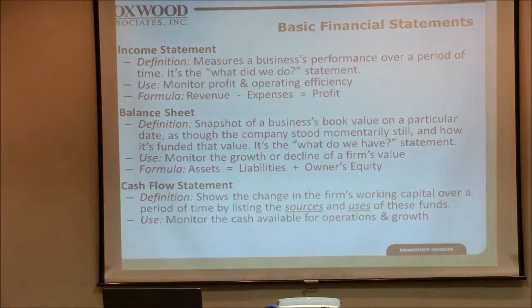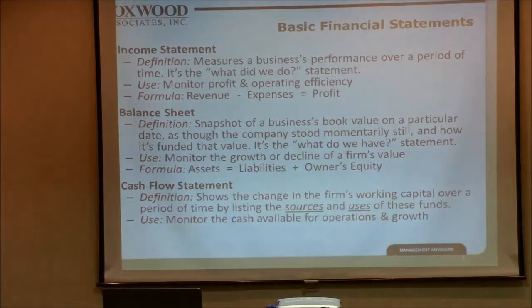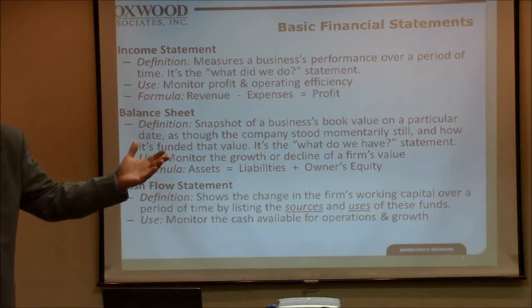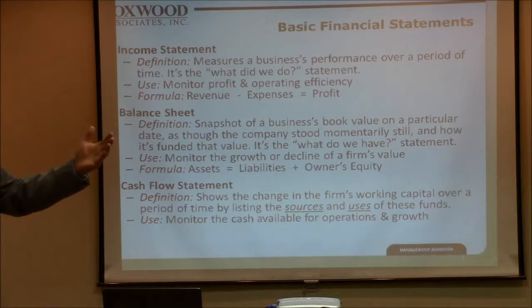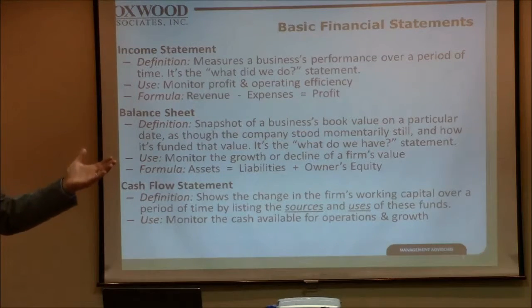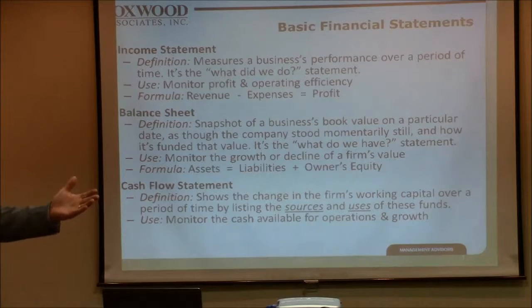Here are the three financial statements. The income statement measures the business performance over a period of time. It's the what did we do statement. What did we do over the last month? What did we do over the last year? What did we do in business? And you all know that formula. Sales minus expenses, hopefully I have something left over, equals profit, or perhaps a loss if my expenses are greater than my sales. But that's the statement that most people are familiar with, and I think everybody operates on that one pretty comfortably.